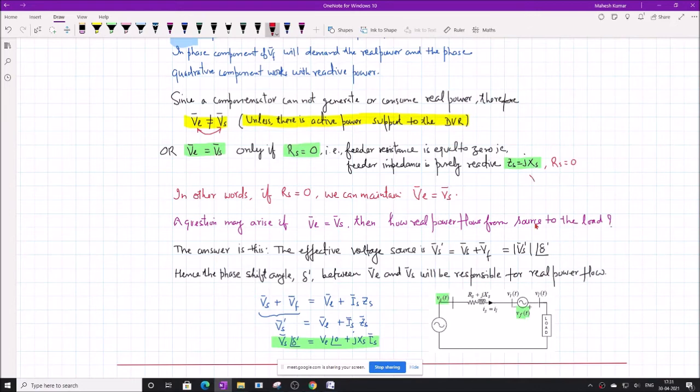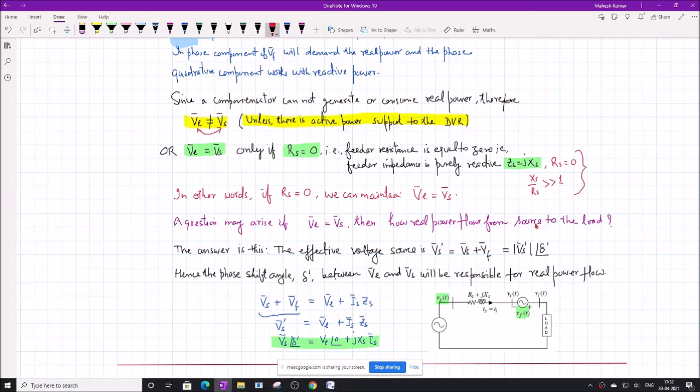We can design it so that the XS by RS ratio is very high. In that case, we can say that RS is close to 0 as compared to XS. That is a design aspect of the feeder. Particularly in a distribution system, RS is not very low. It is relatively comparable with the value of XS. So the X/R ratio is not very high, just greater than 1. For a transmission network, the X/R ratio is quite high, but for distribution it's not quite high.